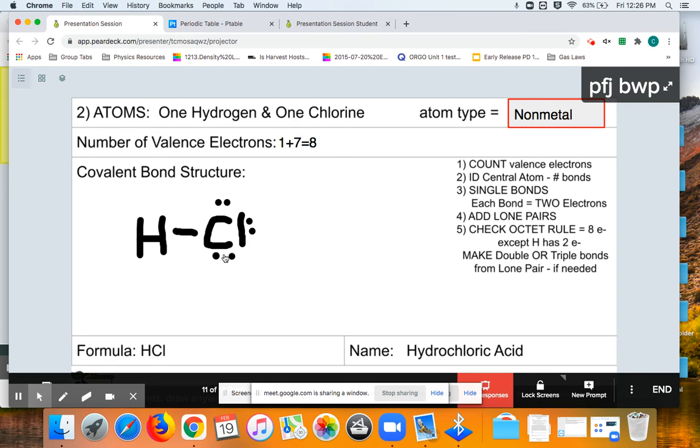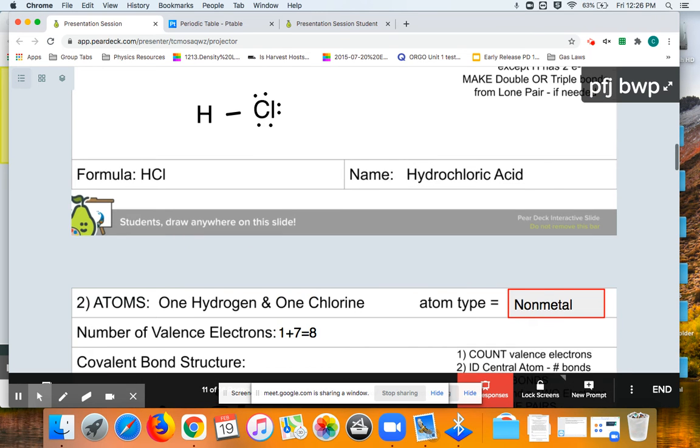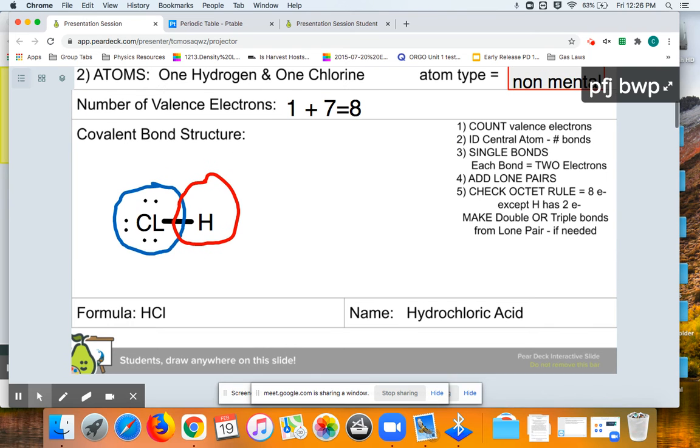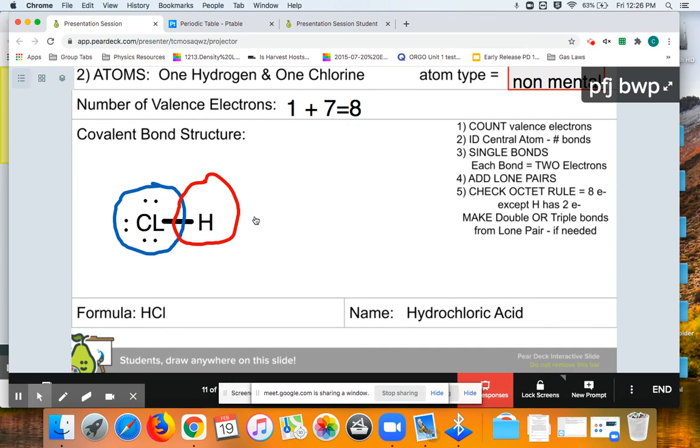And then Cl has 1, 2, 3, 4, 5, 6 of the pairs, and then 7 and 8 from the single bond. So that one has 8 surrounding it. So that is happy as well. Love this. This person fixed it. Perfect. Oh, and this person has the little circles, which is fun.